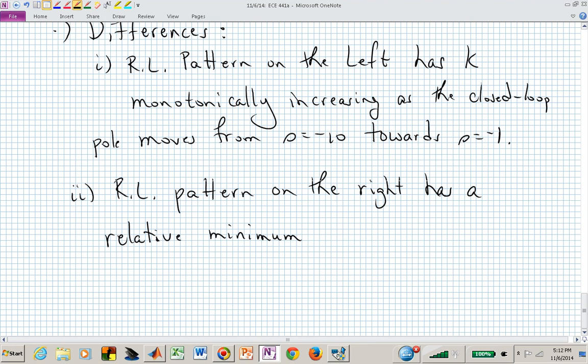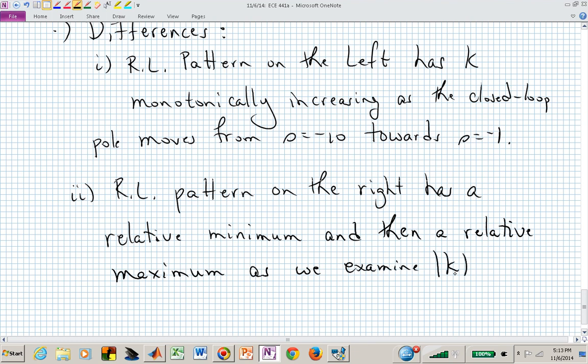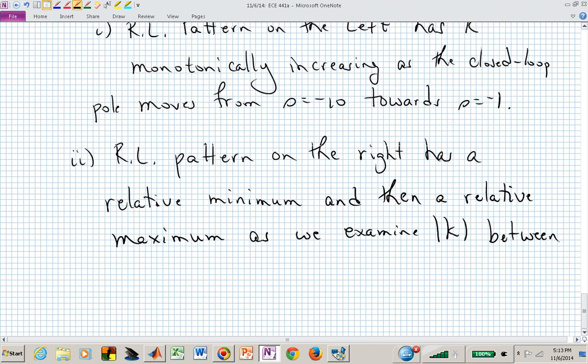So it has a relative minimum and then a relative maximum as we examine the magnitude of k between s equal minus 1 and s equal minus 10. And that's actually the distinction between those two patterns.